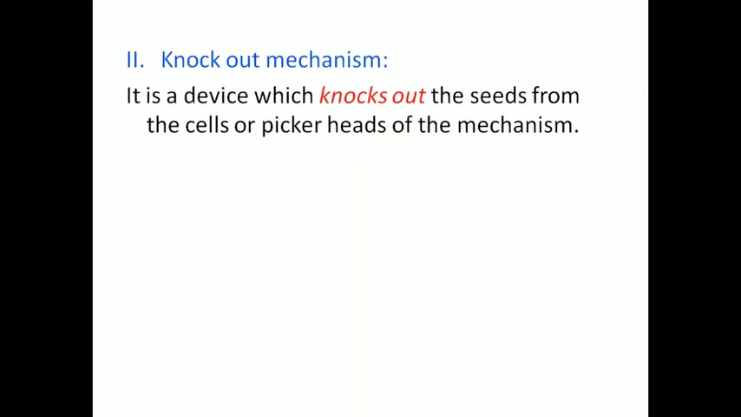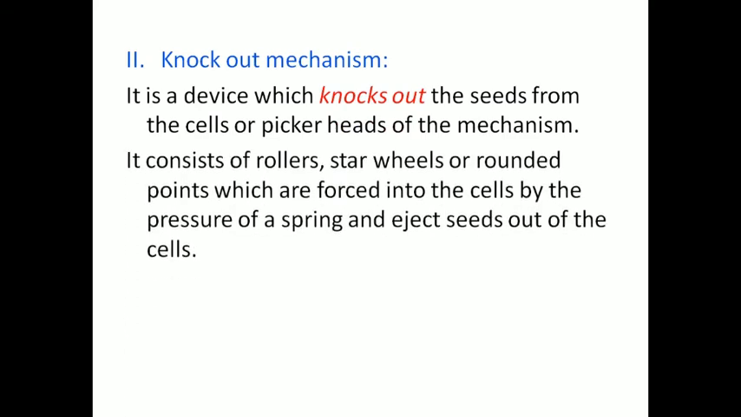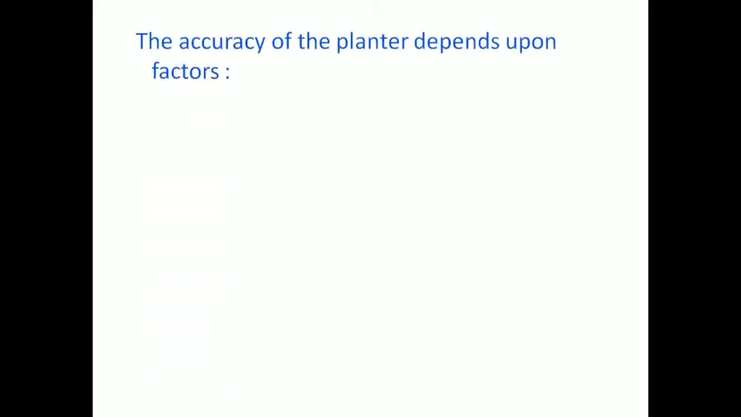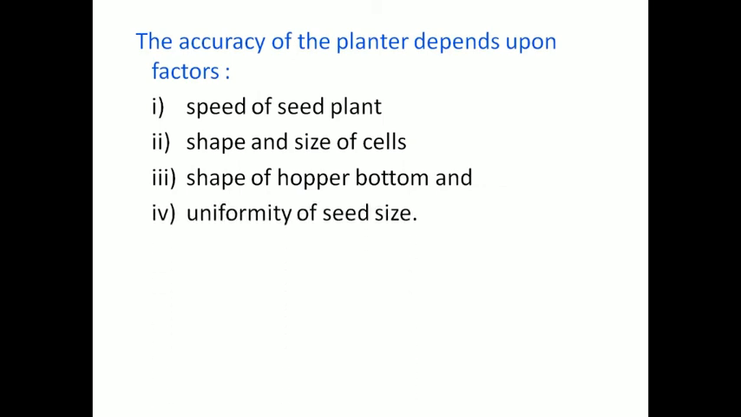Then there is the knockout mechanism. It is a device which knocks out the seeds from the cells or picker heads of the mechanism. It consists of rollers, star wheels or rounded points which are forced into the cells by the pressure of a spring and eject seeds out of the cells. The accuracy of a planter depends upon these factors: speed of the seed plate, shape and size of cells, shape of the hopper bottom, and uniformity of seed size.